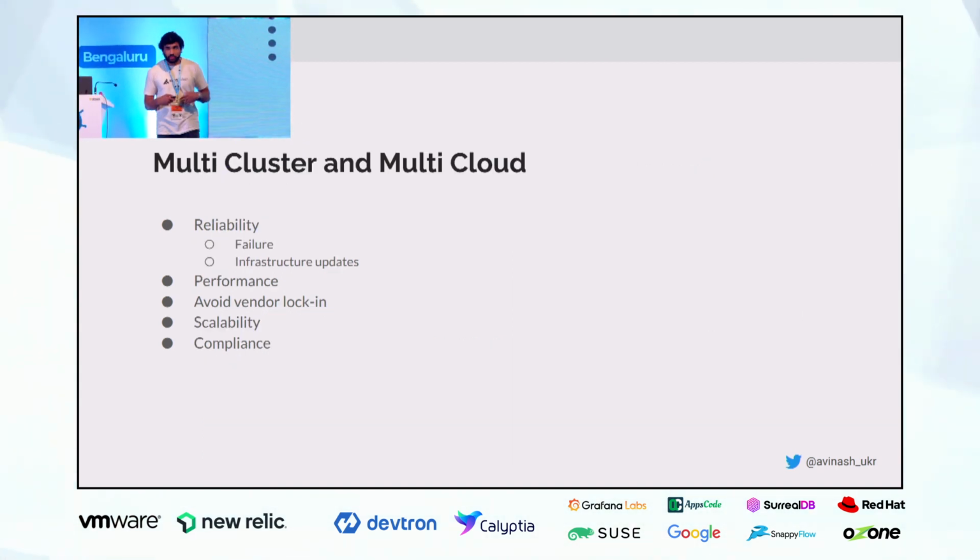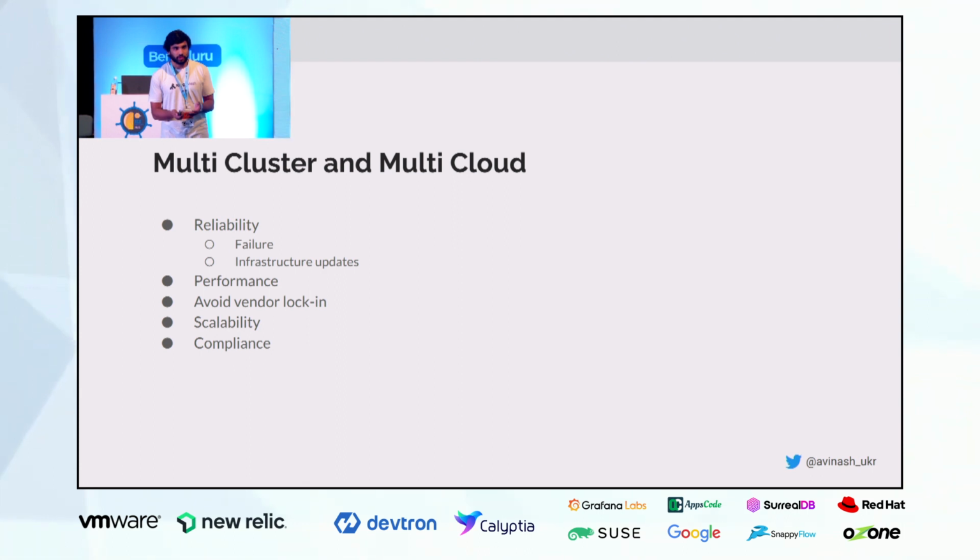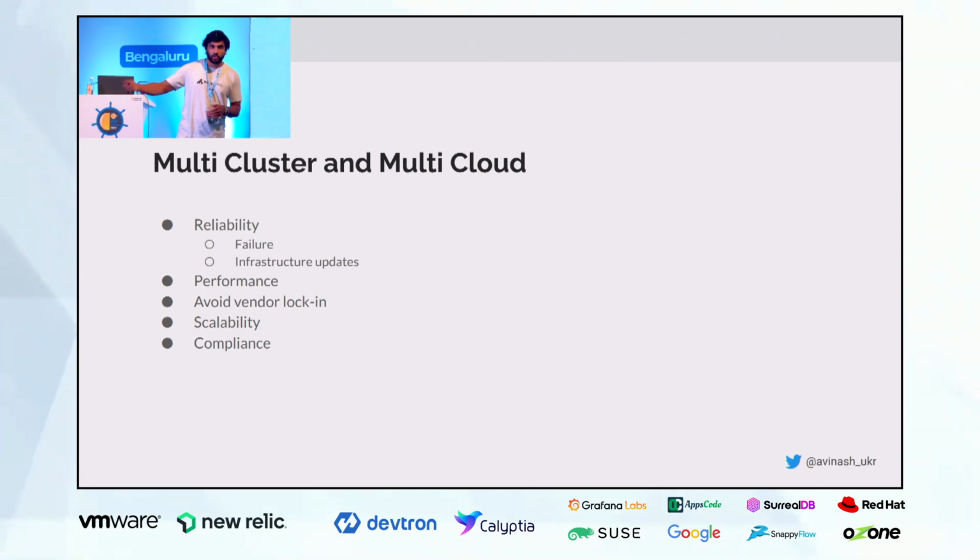Okay. The objective of this talk is to talk about multi-cloud service mesh with Kuma. So why do you want to do service mesh? I'll just briefly cover that. The primary reason is that you want reliability. That is, if one cloud provider goes down, you want to be able to rely on the other one.